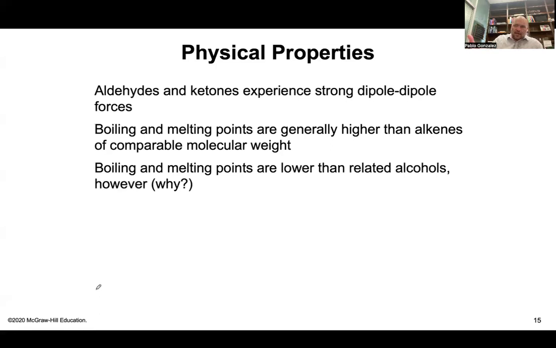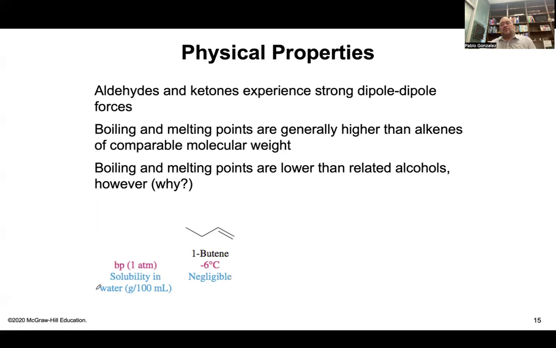However, why? I just basically explained that. Even though they have a dipole-dipole force, which is pretty strong between them, their boiling point and melting point are not going to be as high as the alcohol because they lack hydrogen bonds. Okay, the hydrogen bonds in alcohols make that interaction between them stronger. That's why the boiling and melting points are larger compared to aldehydes, ketones, or alkenes.